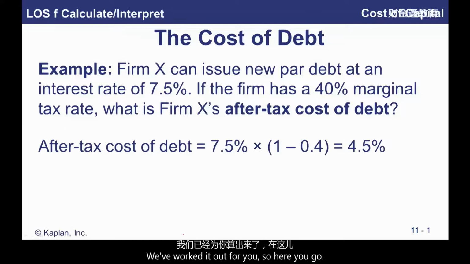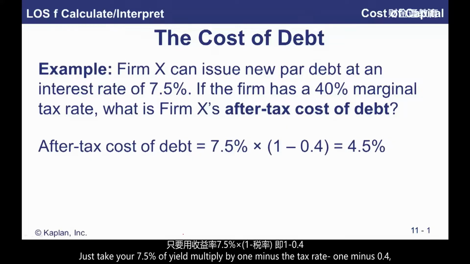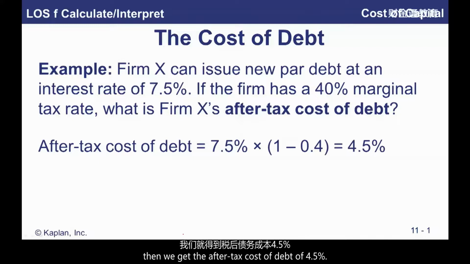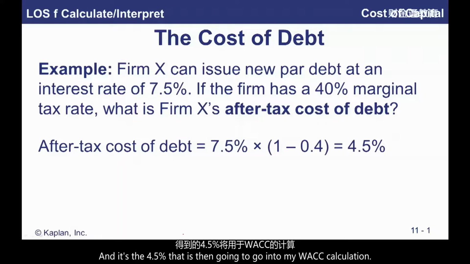And we've worked it out for you, so there you go. Just take your 7.5% yield, multiply by 1 minus the tax rate, 1 minus 0.4, and we get an after-tax cost of debt of 4.5%. And it's the 4.5% that is then going to go into my WACC calculation.